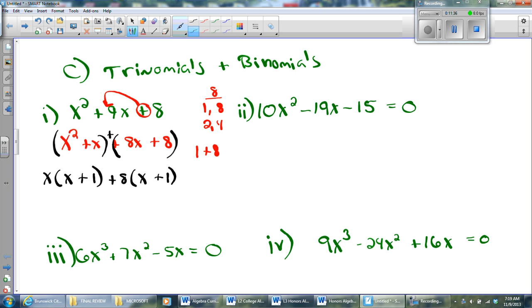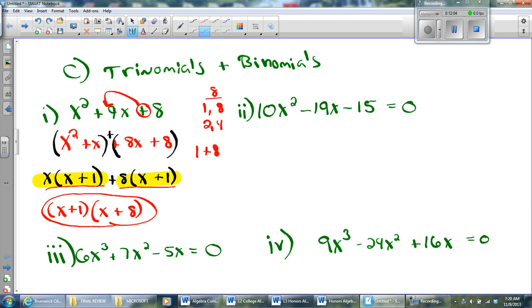Now notice I have 2 multiplication problems. I have x times x plus 1 and 8 times x plus 1. Did I repeat a factor? Yeah, I sure did. I said x plus 1 both times. That means it's common, which means I can factor it out. I can factor out an x plus 1. What's left here if I divide by x plus 1? Well, x is left. What's left here if I divide by x plus 1? Well, an 8. There you go. It's completely factored. Again, that is the long way, but it's a good way to demonstrate grouping.